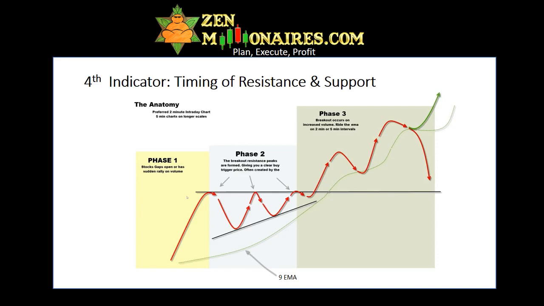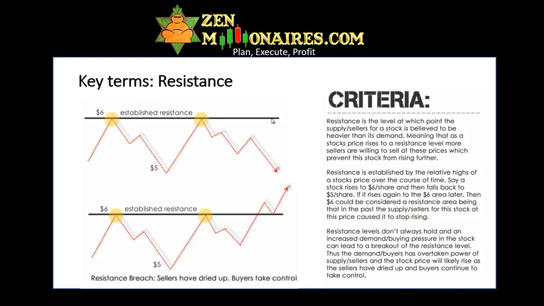And that's why we go to the next slide, where we have some key terms that I want you to learn. And this is the resistance. There's an established resistance, and that's what we look at to break. For example, here in the chart, we use a $5 stock, which is really common. And here the resistance is at the level at which the supply and the sellers of the stock is believed to be heavier than its demand. So it creates a resistance, meaning that the stock price rises to a resistance level before sellers are willing to sell at these prices, which prevents the stock from rising further.